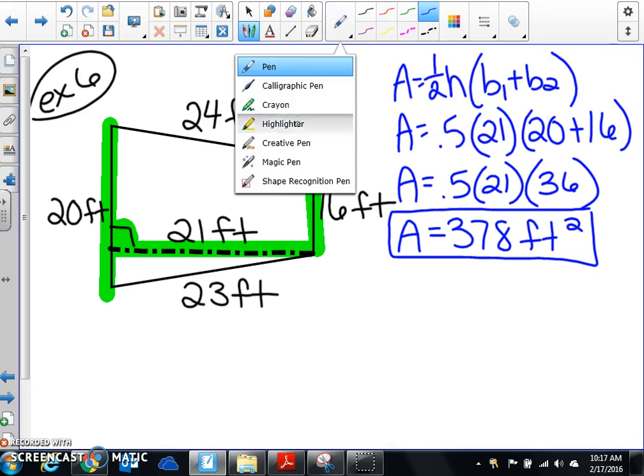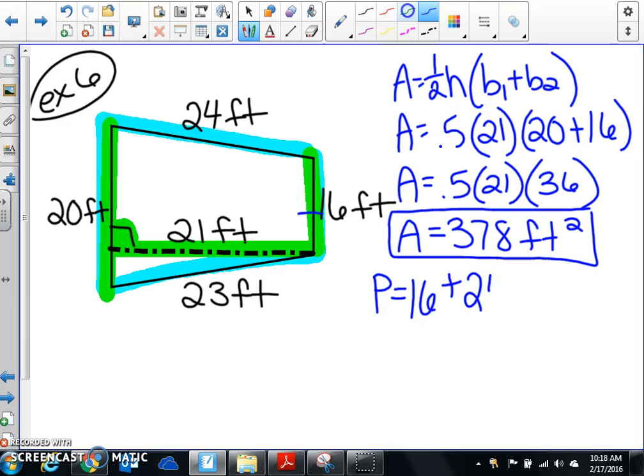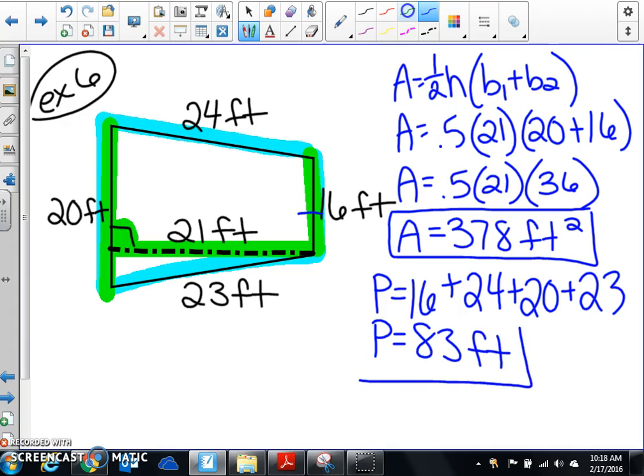And then for the perimeter, I find the outside. This is a quadrilateral, so I should have 4 numbers that I'm adding up together. So let's start with 16. 16 plus 24 plus 20 plus 23. The perimeter is 83 feet.